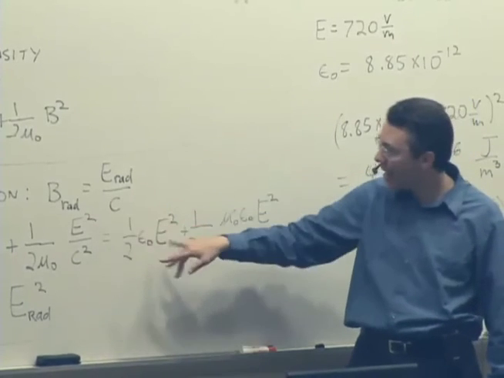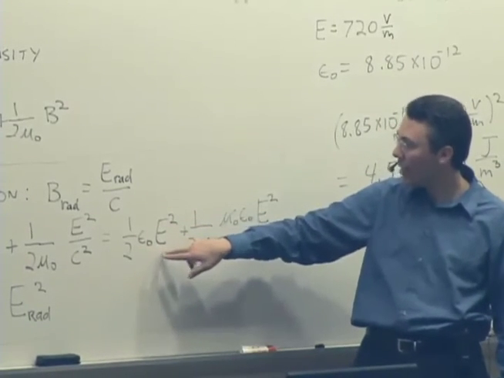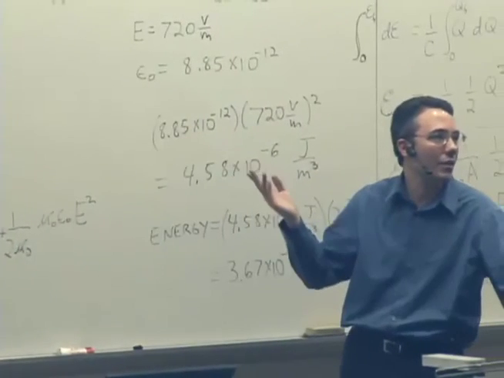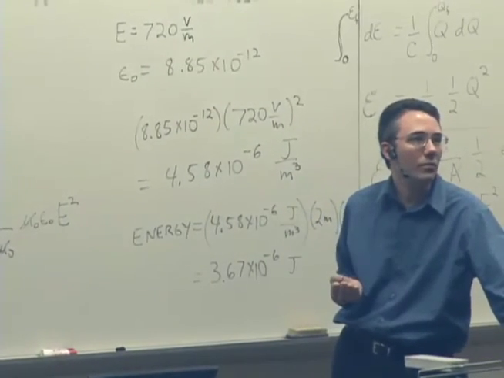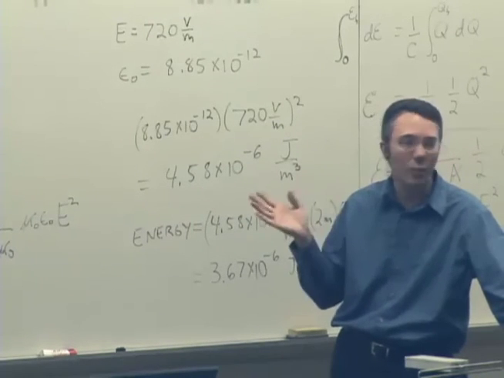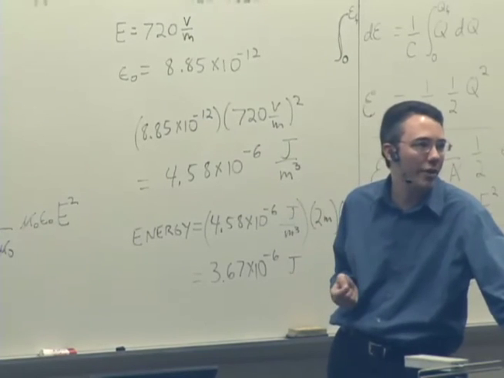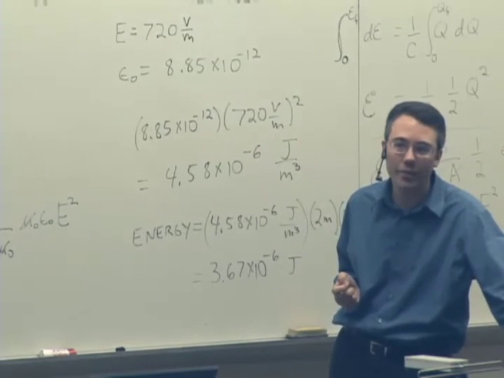And then when you plug that in, you get 1/2 epsilon naught E squared plus another 1/2 epsilon naught E squared, which gives you epsilon naught E squared. Make sense? So watch the question. It's not just the electric field, but the total energy stored in both the electric and magnetic fields.